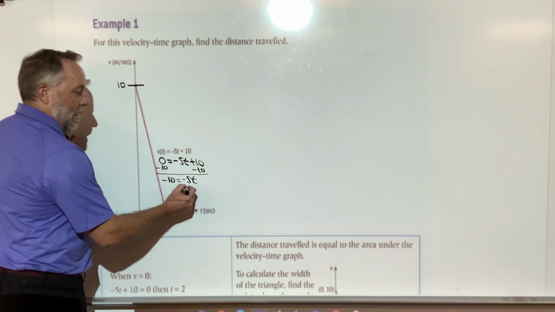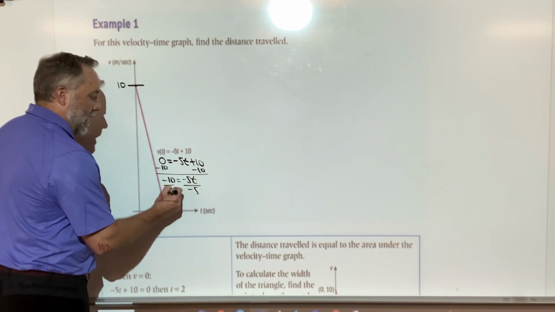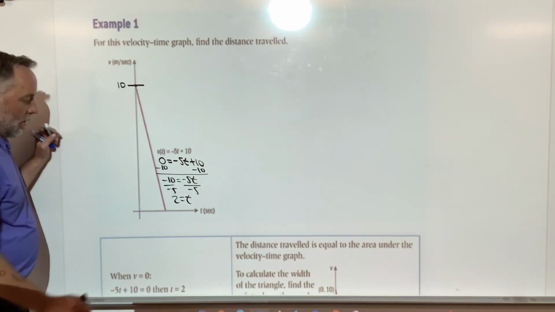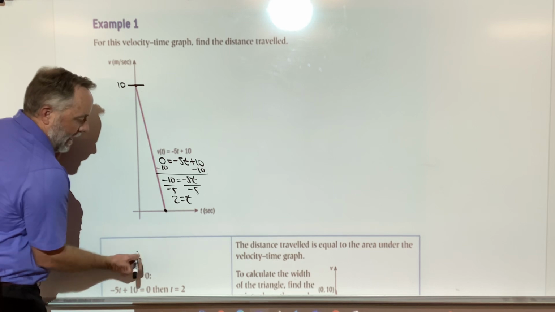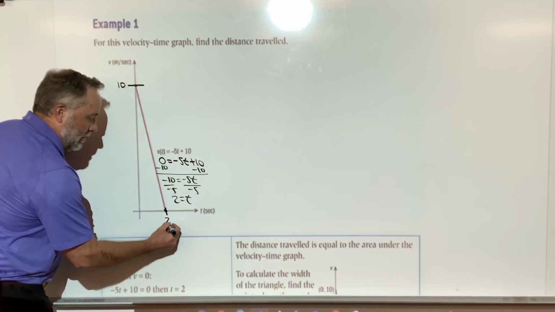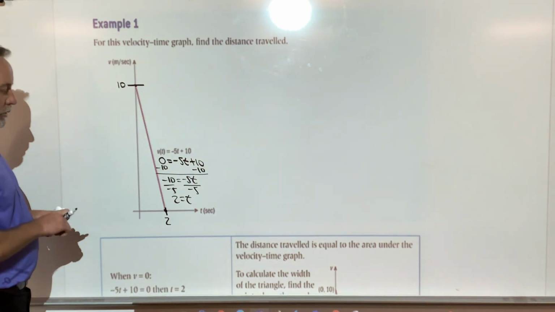And then to get t by itself, just divide by the negative 5. And we get 2 is equal to t. So we now know that it intercepts the x, which is t in this case, axis at 2.